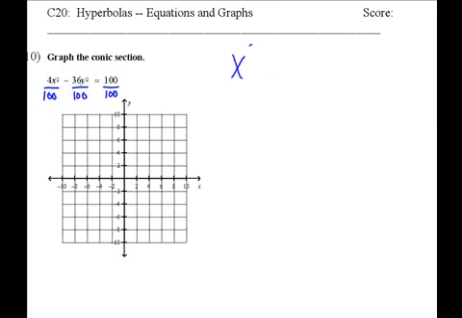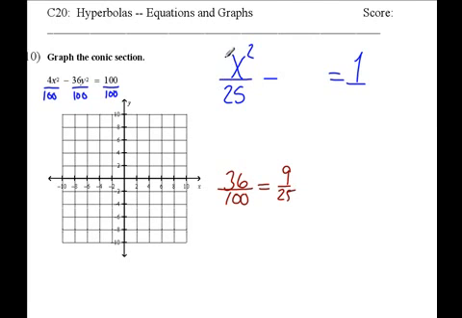So I got x squared over 25. That's nice. Minus, let's skip that for a little bit. 100 over 100 is 1, right? Let's do a little scratch work here. 36 over 100 reduces to 9/25. But notice how I have 1/25.